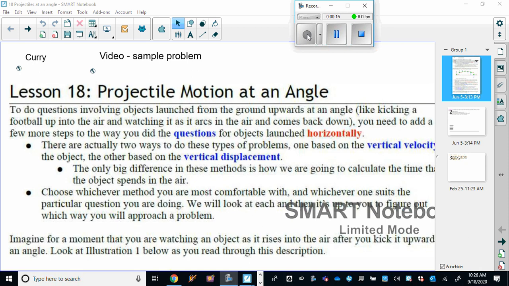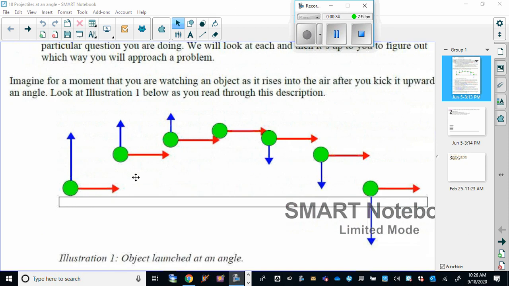Projectile motion at angles, like kicking a soccer ball, throwing a football, throwing any kind of ball, launching a missile, anything that once it is set in motion, the only thing that's acting on it is gravity. So that's the definition of projectile motion, when only gravity is acting on it. And this time, instead of launching it horizontally, we're going to launch it at an angle.